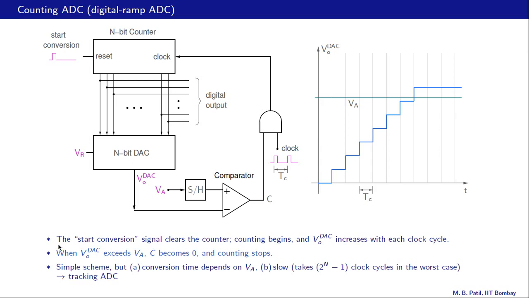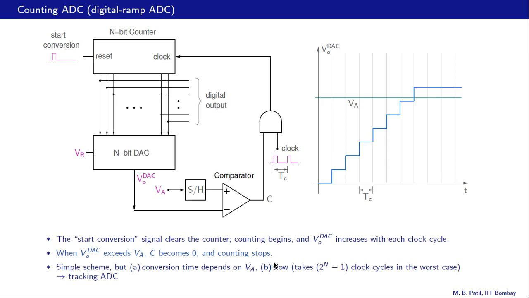Alright, the start conversion signal, this pulse here, clears the counter. That means all these bits are reset to 0. Counting begins, and VO DAC, the output of the DAC here, increases with each clock cycle. And that VO DAC looks like this because the count is increasing with every clock cycle. When VO DAC exceeds VA, C becomes 0 and counting stops.